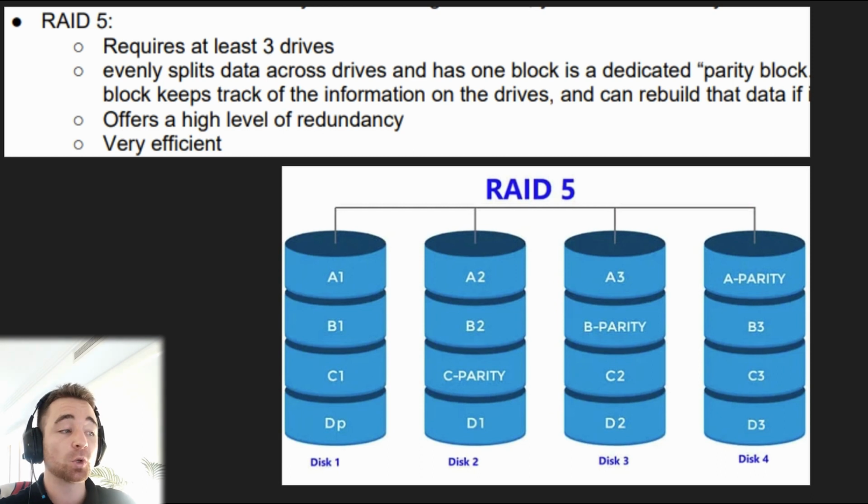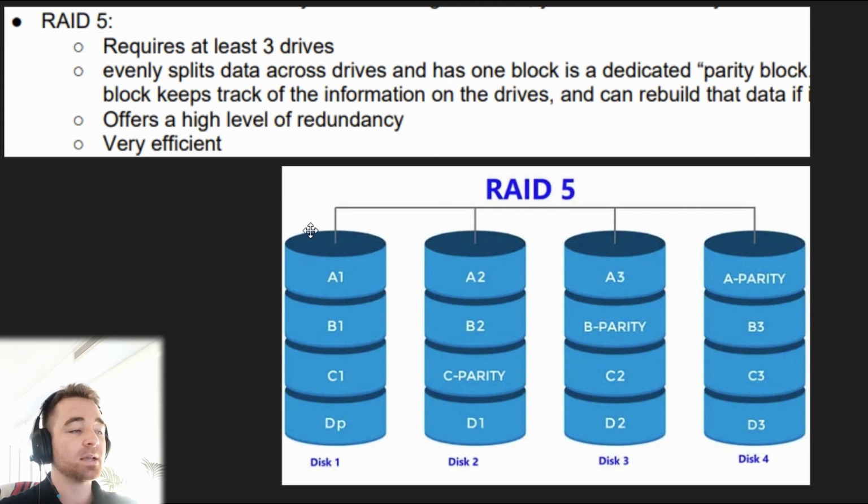Now, RAID 5, a little bit different. You need at least 3 drives for RAID 5 to work, and it does striping, which evenly splits data across the drives and has one block as a dedicated parity block, which keeps track of the information on the drives and can rebuild the data if one of them goes offline. So let's cut off there.